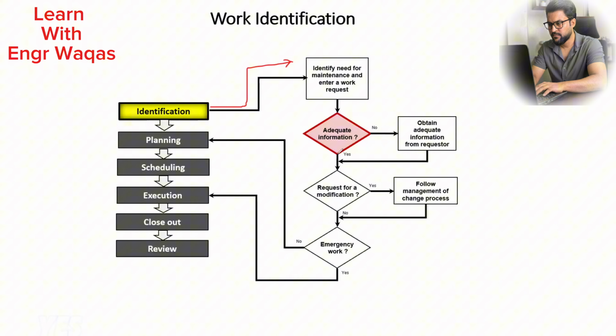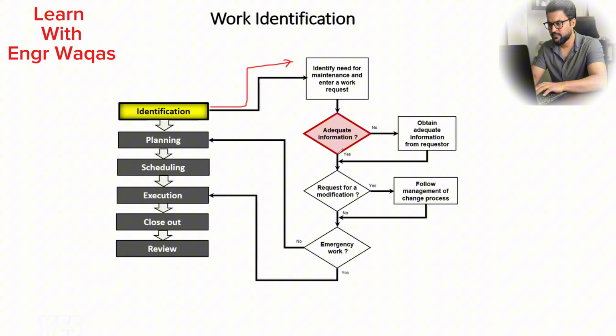In this video, I'm going to share with you very important information concerning upgrading our plant shutdown planning control skill set. Here on my left side, there is identification, planning, scheduling, execution, closeout, and review. In my previous video, I explained all these things with other names.